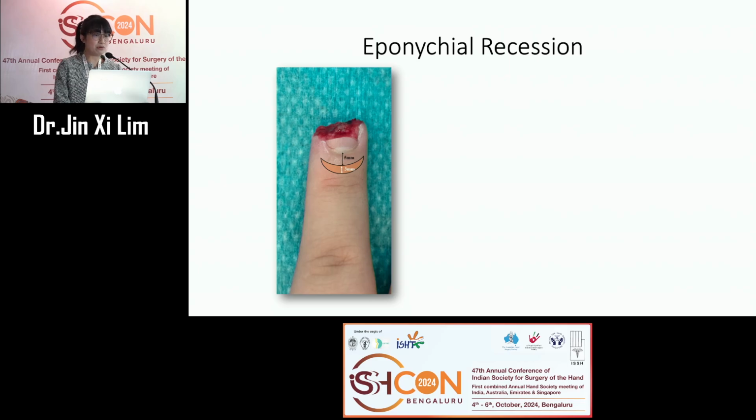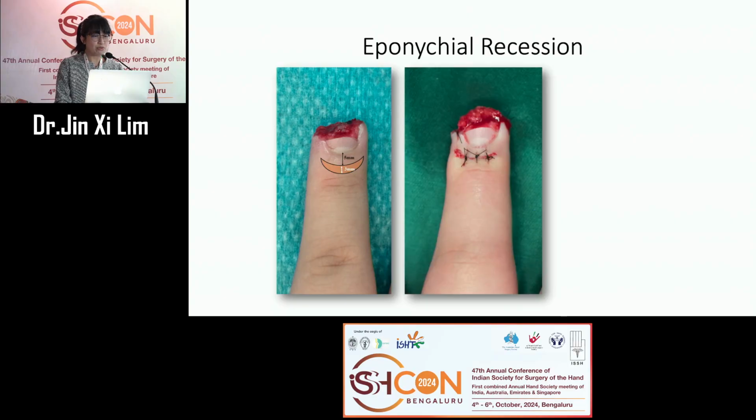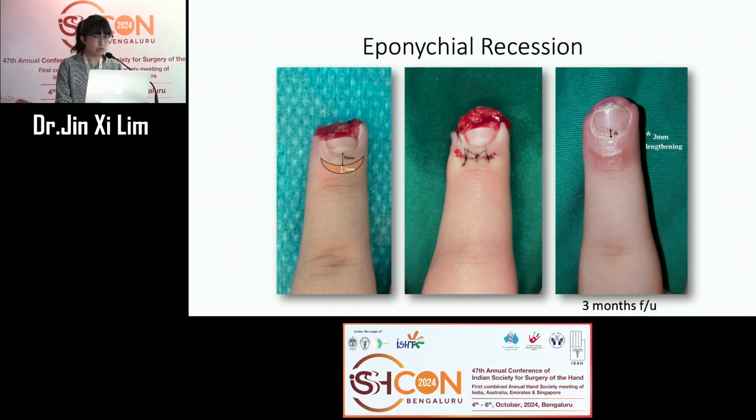A quick note on aponuchal recession. I personally like this procedure because in patients with tip amputation and a very short remnant nail, this is a good option. It involves excision of a crescent-shaped or rectangular-shaped area over the aponychium, and then subsequent closure. So what we do here is to expose most of the nail bed and the nail plate. We can usually get about 2 to 3 mm more exposed nail bed, and this gives an aesthetically pleasing nail in terms of length.